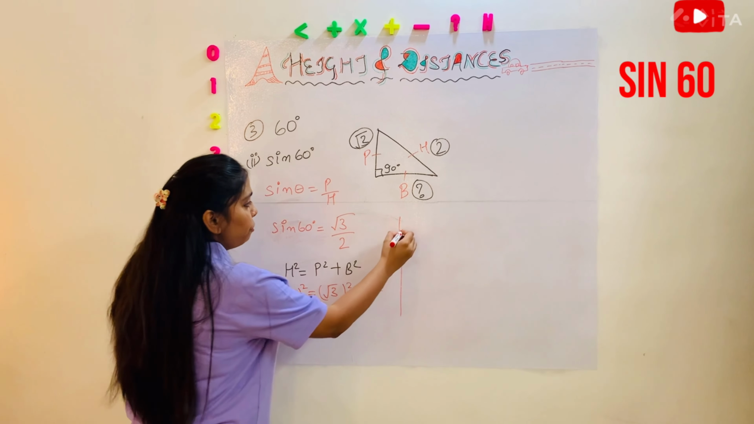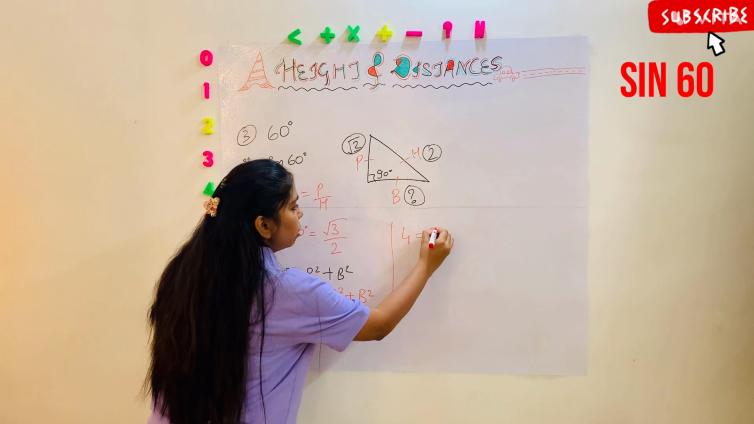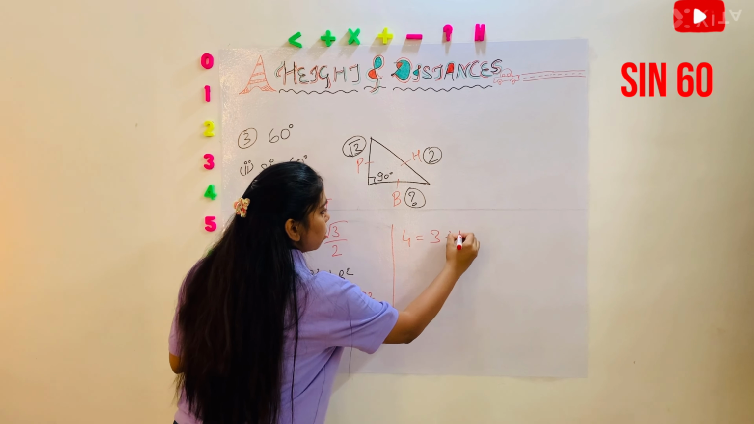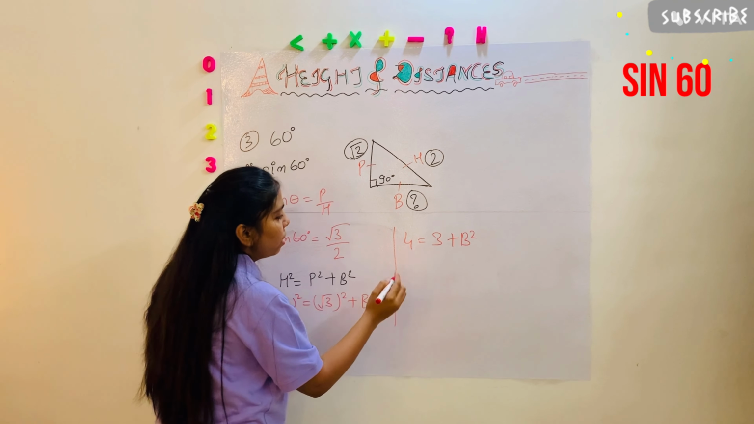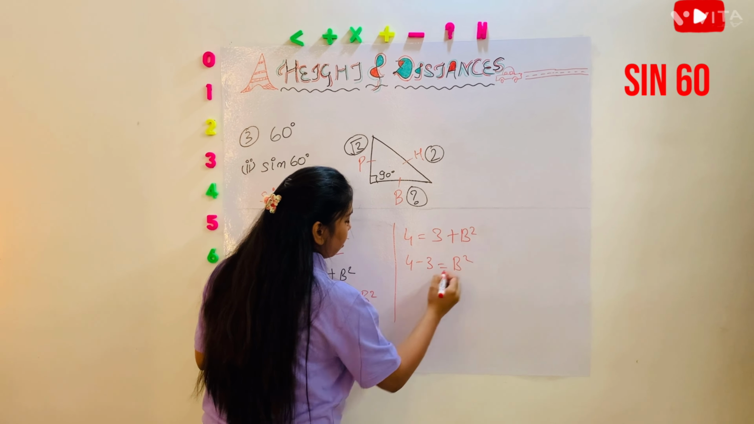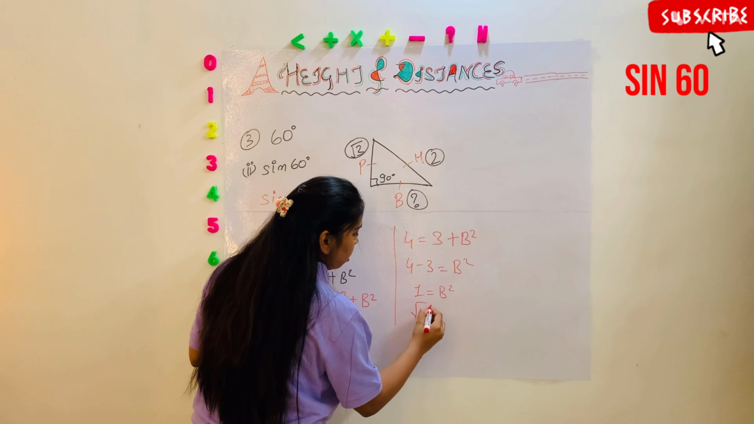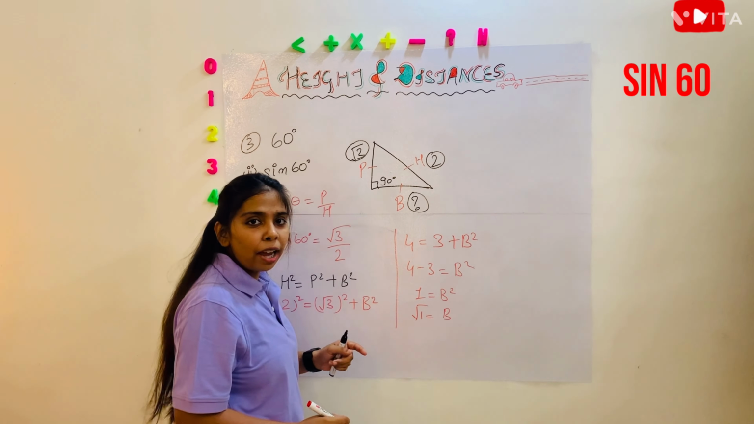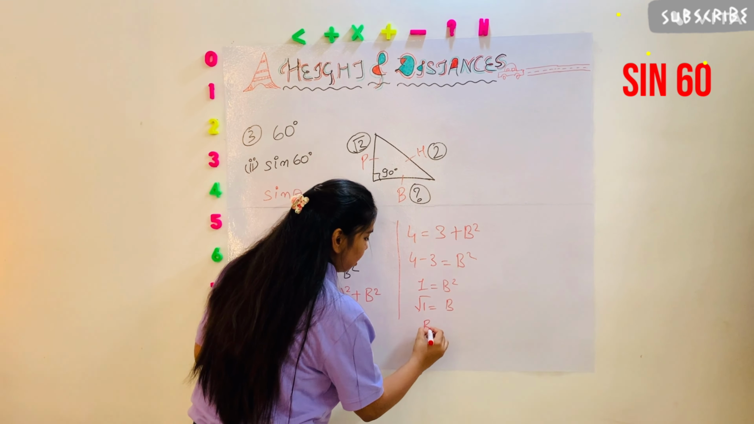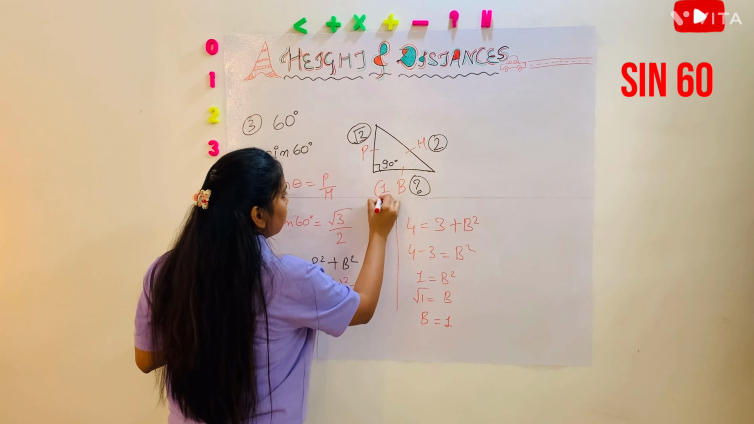Square of 2 will give 4. And the square of root 3 is equal to 3. And this is base square. So 4 minus 3 is equal to 1. 1 is equal to base square. So under root 1 is equal to base. So the value of base is equal to 1.